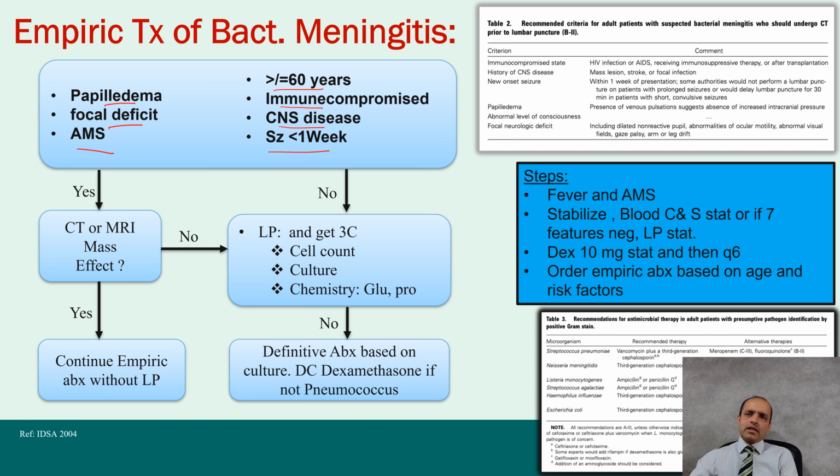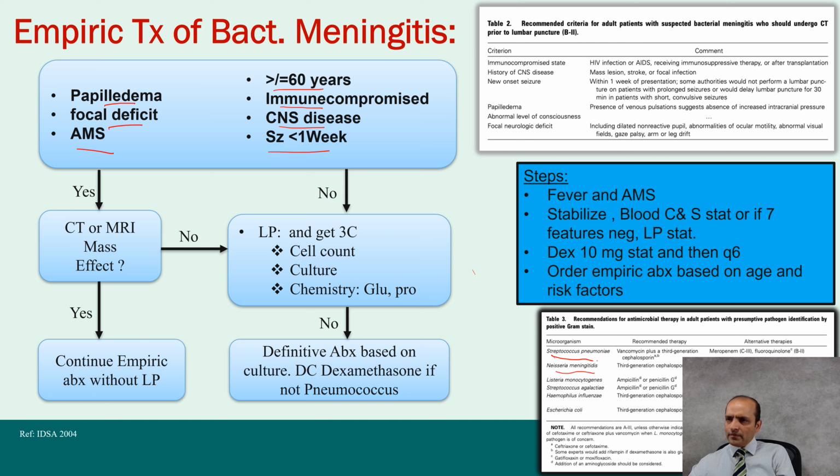You send for cell count, culture, and chemistry. Chemistry consists of glucose and protein, and then you continue empiric antibiotic while awaiting the culture report. And then as soon as you do lumbar puncture, you start on dexamethasone 10 milligram and you continue that Q6 hours, and typically given just before antibiotics, and then you give empiric antibiotic based upon age and the risk factor. So these are the antibiotics that you are going to choose for different kind of infections.